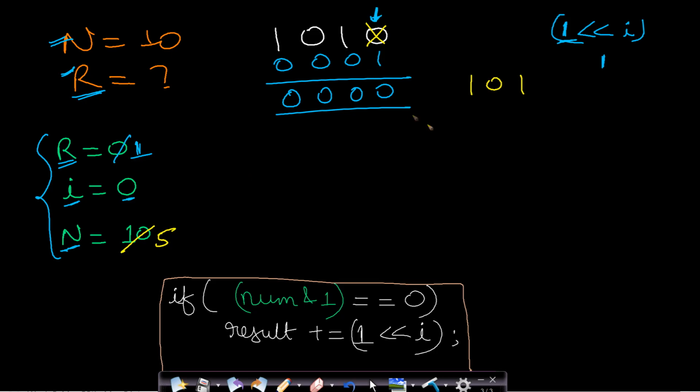Now you will again do the same process, bitwise AND with 1. In this case it is not coming out to be 0. So whenever it is not coming out to be 0, you will just leave it. You don't do any process. This is because the bit you are processing is bit number 1. By the way, when you shift it to the right, you will also update the I value, since we will be processing the next bit.